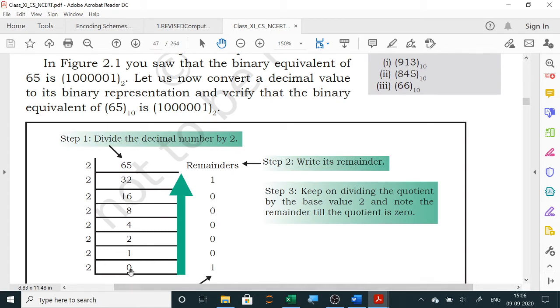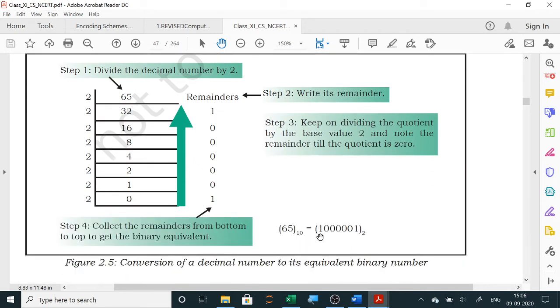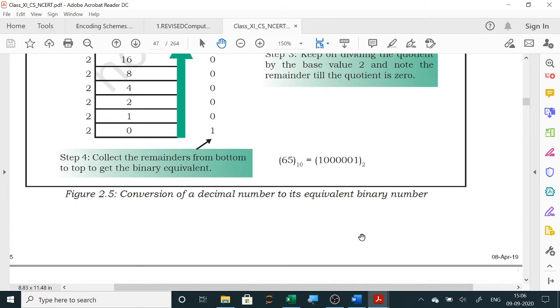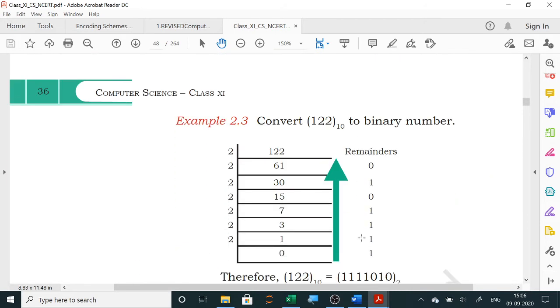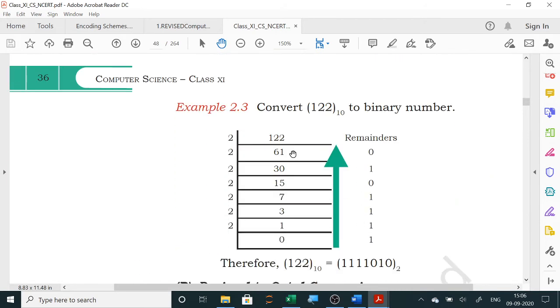So at the end, till 0 you have to repeat this task. Now from bottom to top, the answer will be 1, then 0, 0, 0, 0, 0, 1. So this is your answer, 1000001. Understood how we got it? Next is 122. Again you have to convert it, decimal to binary. So we will divide it by 2 and note down all the remainders, and read from bottom to top.